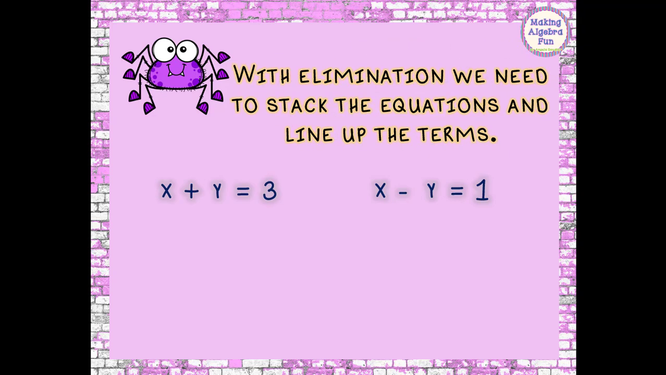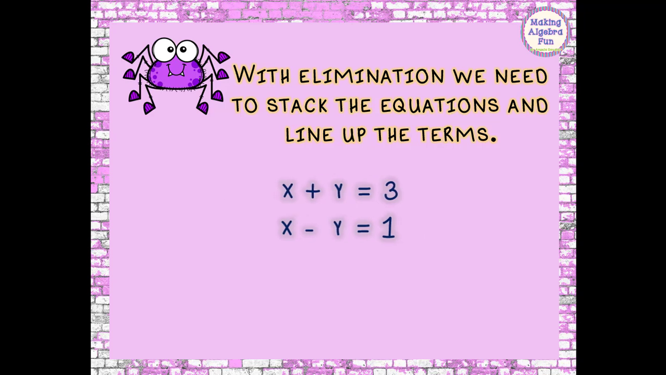First of all, with elimination, what we need to do is stack the equations and line up the like terms. So one goes on top of the other. You want to make sure that x is lined up, y's are lined up, the equal signs are lined up, and the constants at the end. Once you've got that, the idea is to combine the equations and eliminate one of the variables. Now this one is perfect for elimination because it's already set up so that when you add these equations together, the y and the negative y will cancel, and that's the easiest type that you will come across.